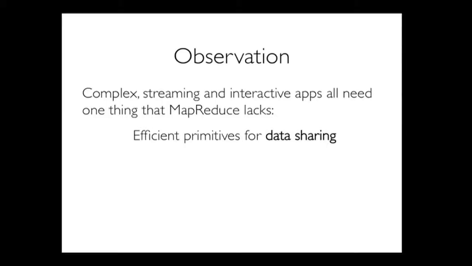So our approach here was to observe that these applications, complex, interactive, and streaming, which seem fairly different at first, actually all have one thing in common that they need and that MapReduce doesn't have, which is the reason why they're not efficient with MapReduce. And that thing is that they all require efficient data sharing between multiple parallel operations. So I'll show what I mean by that.